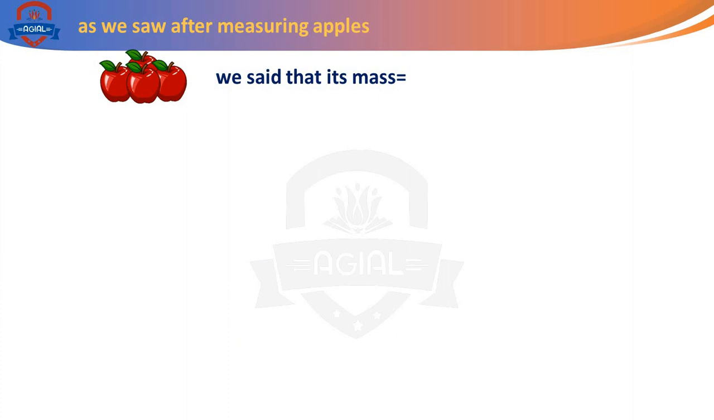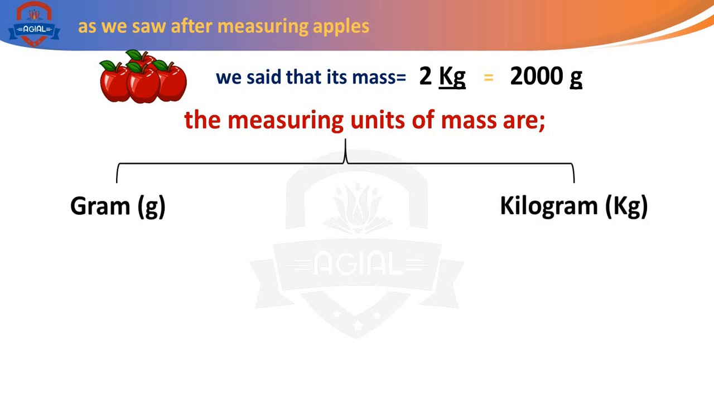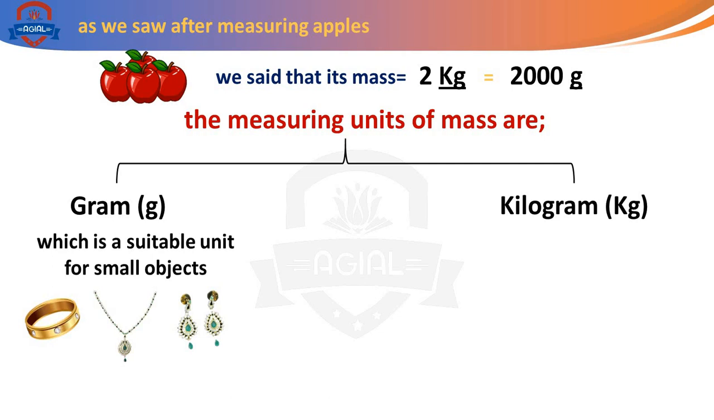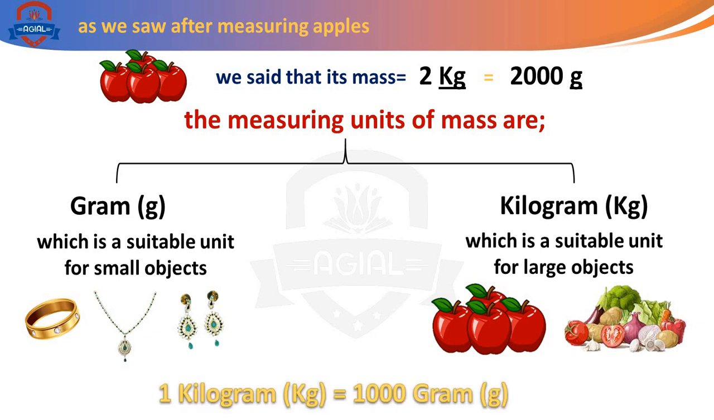As we saw, after measuring apples, we said that its mass is equal to 2 kilogram, and it also equals 2,000 gram. So the measuring units of mass are gram and kilogram. Gram is a suitable unit for small objects, and kilogram is a suitable unit for large objects like vegetables and fruits. So 1 kilogram is equal to 1,000 gram.